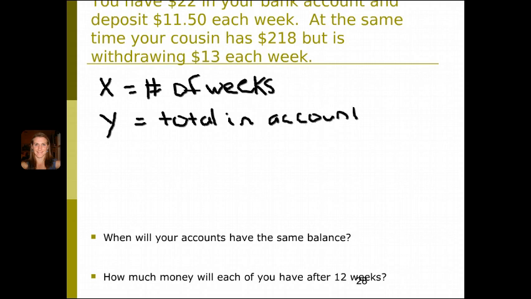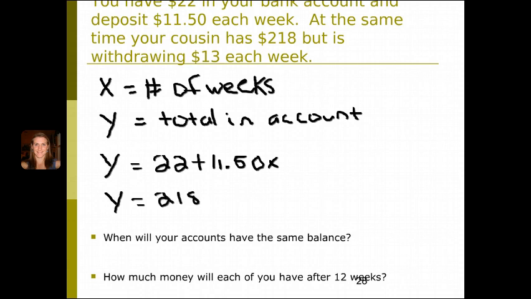We don't know the totals in the account, so we will make y equal to, we know that the first one has $22 plus they add $11.50 per week. So however many weeks it was, $11.50 added. The second one, same thing. We don't know their total, but we do know they have $218 in there, and that they withdraw $13 each week. So this should actually be a subtraction, since we are withdrawing each week.